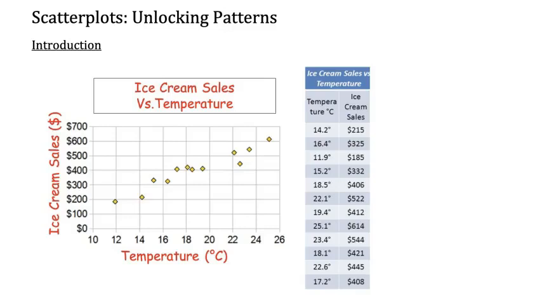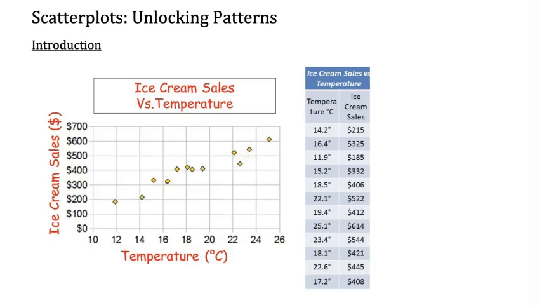Scatterplots are a type of graph that displays the relationship between two sets of data. They are commonly used to identify patterns and relationships between variables. The position of each point in this scatterplot tells us what the ice cream sales were for various high temperatures for the day. The pattern shows that ice cream sales tend to increase when the temperature increases.